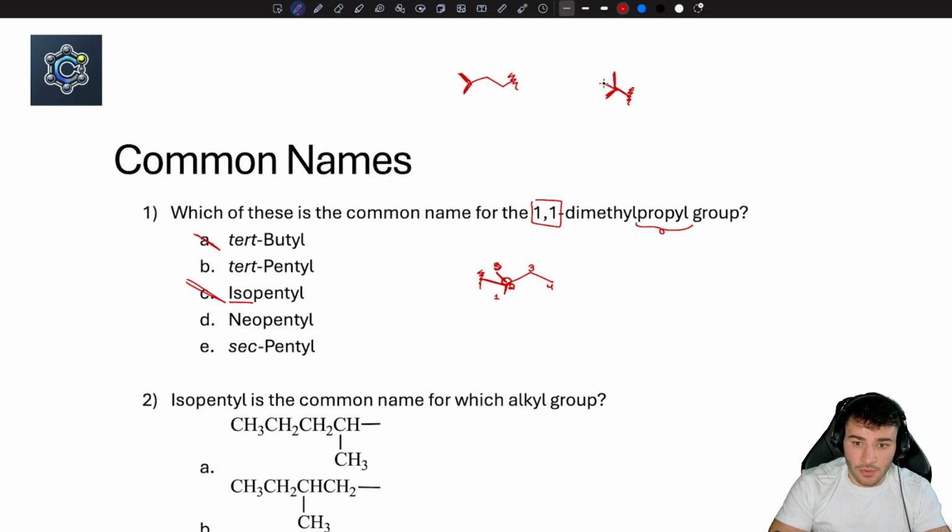Should be like that, right? 1, 2, 3, 4. Nope, I drew it correctly at first. That's the reason why you should number your carbons. 1, 2, 3, 4, 5. So 5 carbons. This is a neopentyl group.